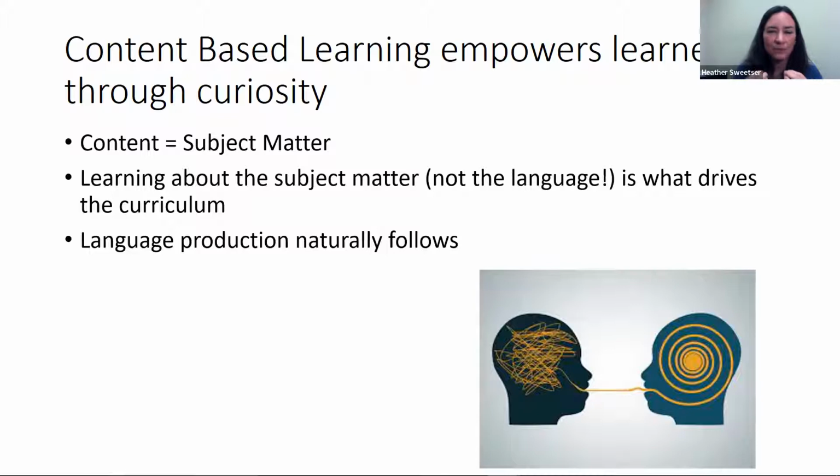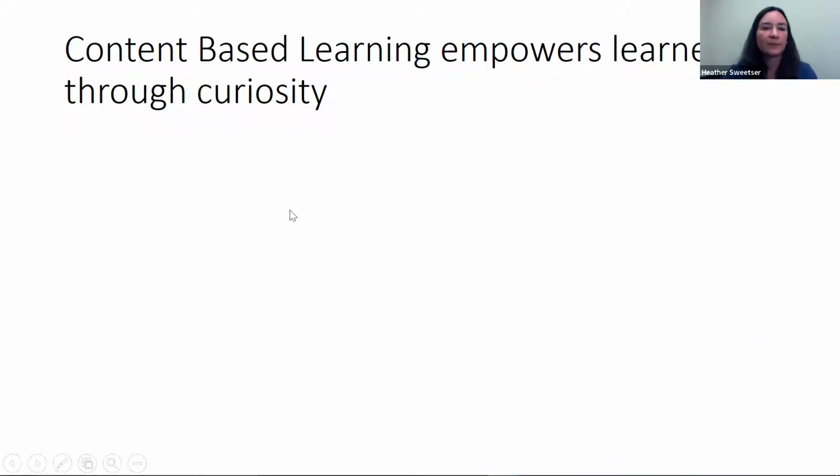Because let's say we really want to talk about art and we say we really like this piece, we want to delve into it. What makes this good? Why do I like it? Can I produce something like it? Why or why not? To communicate about that, we have to use the language. So the idea is that it empowers learners, again, through curiosity, by instilling a sense of curiosity about them.